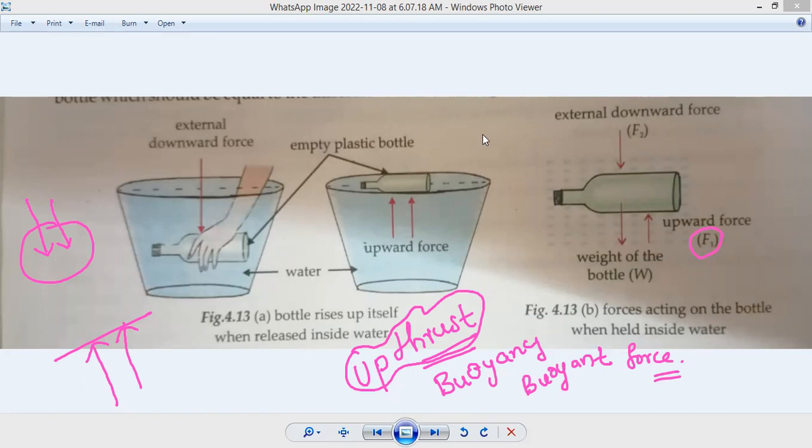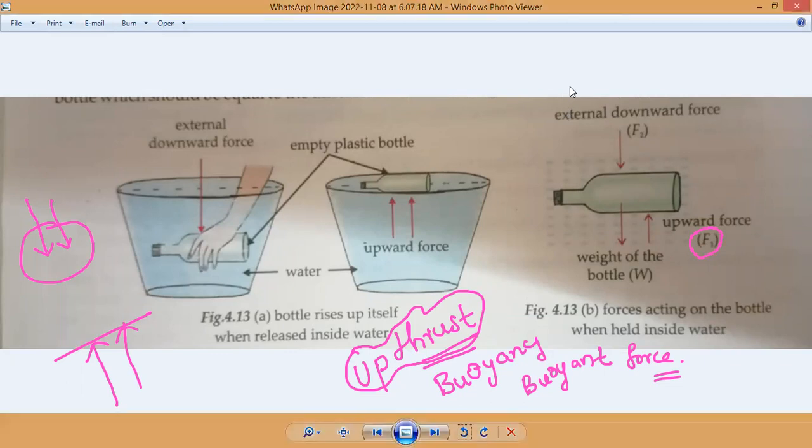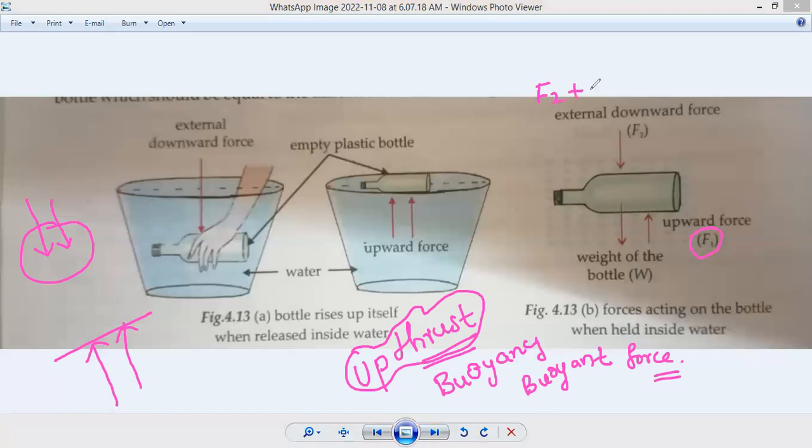So can I say now, all of you, F2 plus W is equal to F1. How many of you will accept it? Is it right or wrong? Yes, sir. Now, weight W means what, guys? Anybody can tell what you mean by W? Weight of the bottle. Weight of the bottle means the force exerted by the bottle, towards gravity, in the downward direction. So this is what I can say.